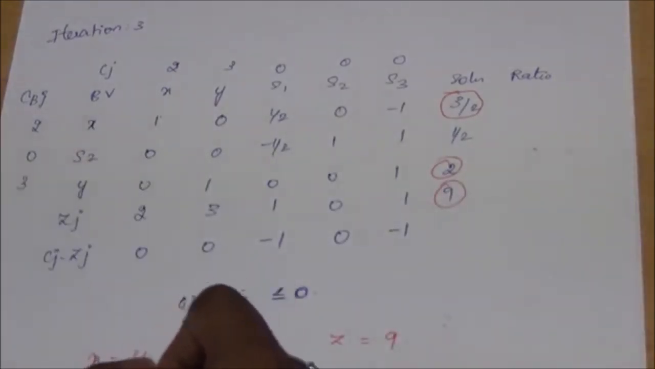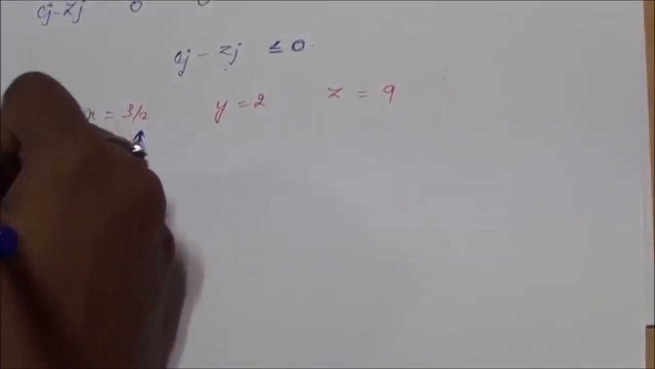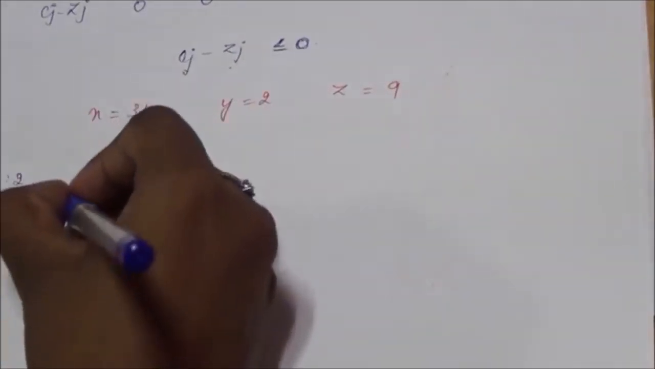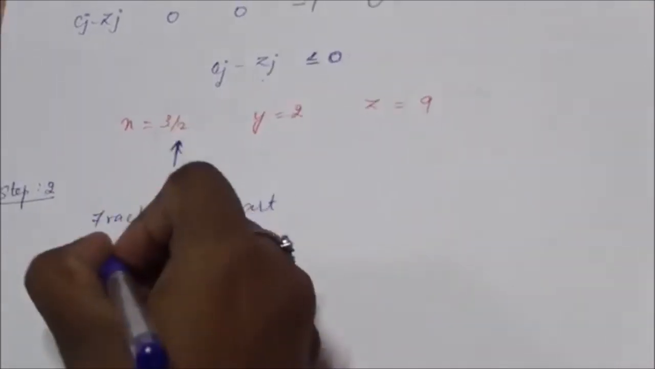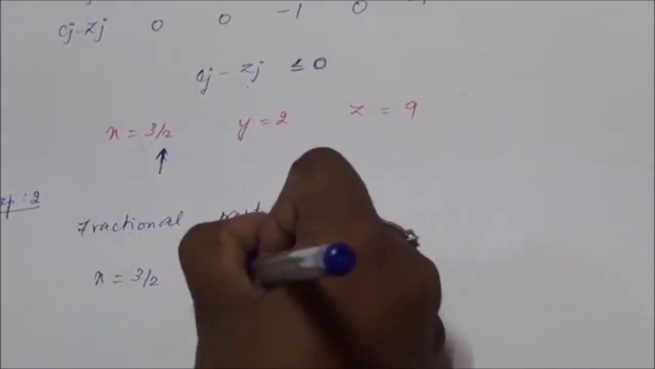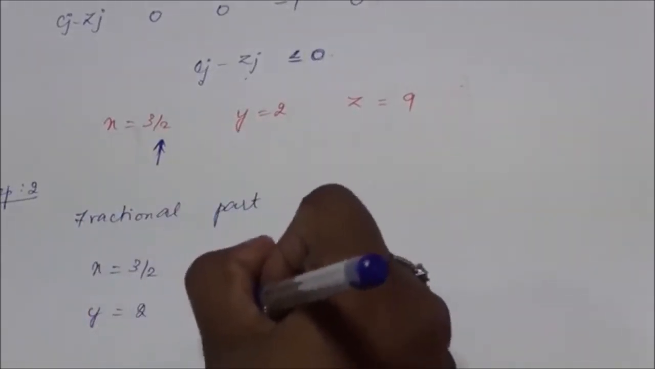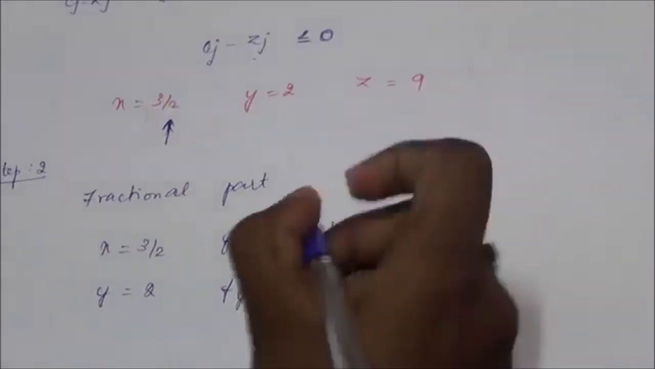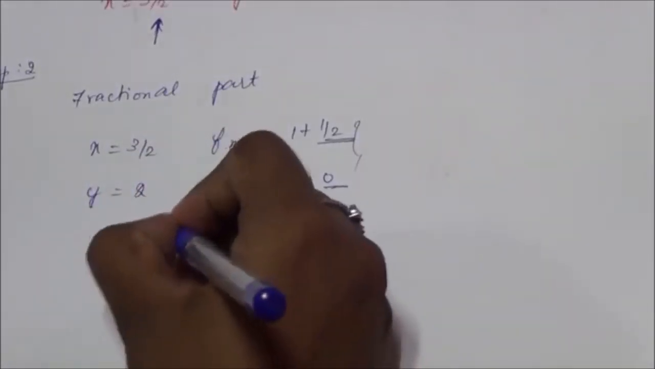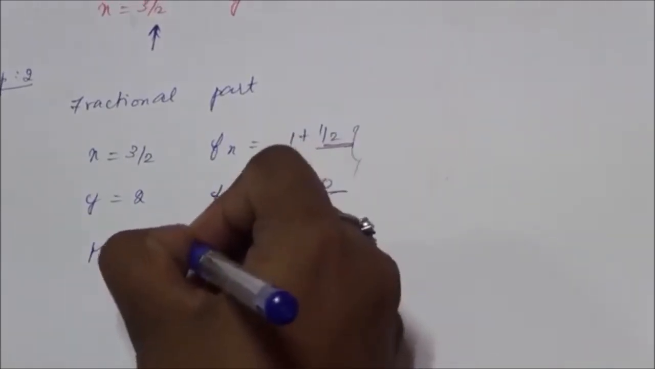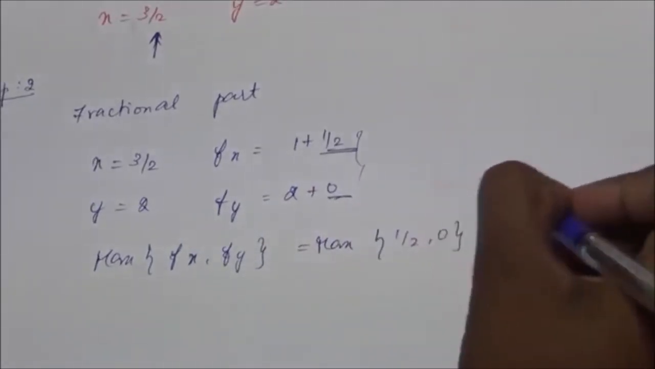Since we find a fractional value here, and we need only integer values, we go for Gomory's cut method, which will be our second step. Here we have to find the fractional part for all these variables. x is nothing but 3 by 2, whose fractional part can be written as 1 plus 1 by 2. For y equal to 2, it will be 2 plus 0. We have to take the maximum of these two fractional values, which is the maximum of fx and fy. Maximum of 1 by 2 and 0 is 1 by 2.